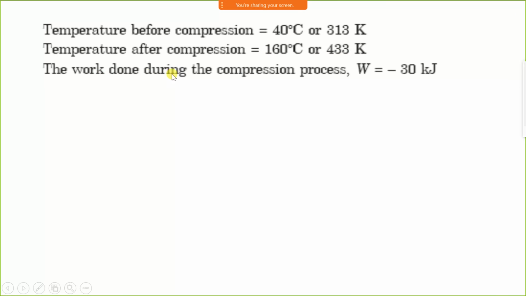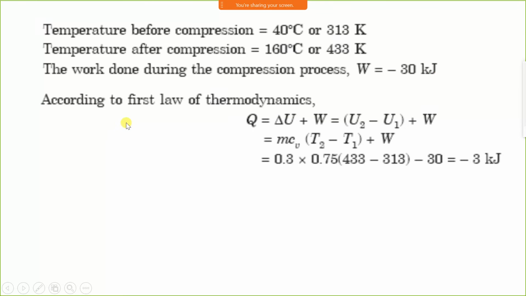The work done during the compression: we are supplying work to the compressor, therefore work done is minus 30 kilojoule. According to the first law of thermodynamics, Q is equal to change in internal energy plus work done, and change in internal energy is U2 minus U1, plus W. Change in internal energy is mCV (T2 minus T1). Here we are writing capital U because mass is given, and if we consider the mass, then it is the total change in internal energy. Q is equal to mCV (T2 minus T1) plus W.